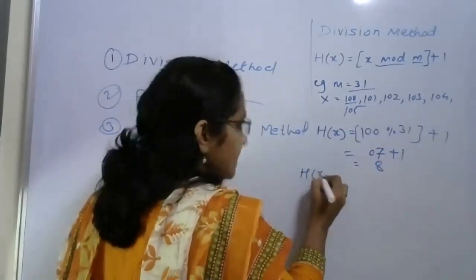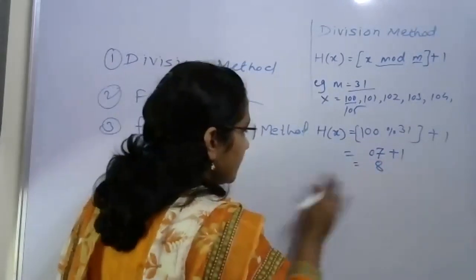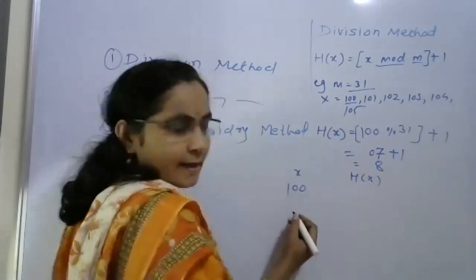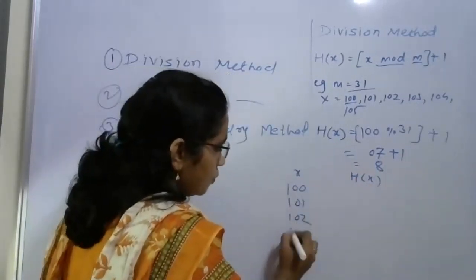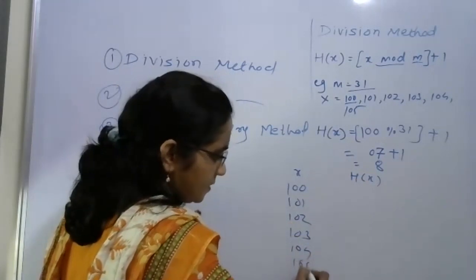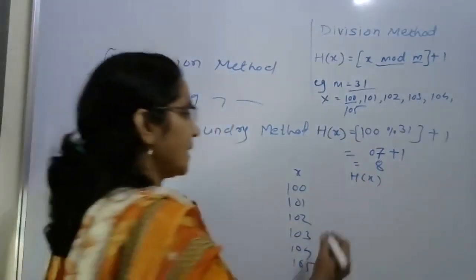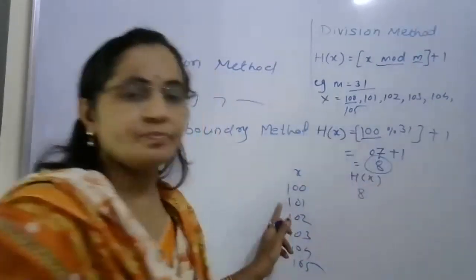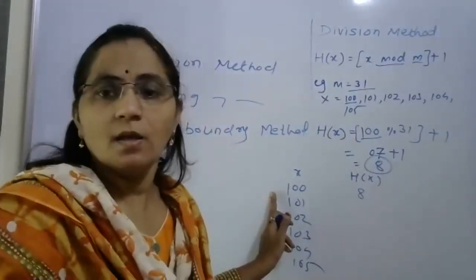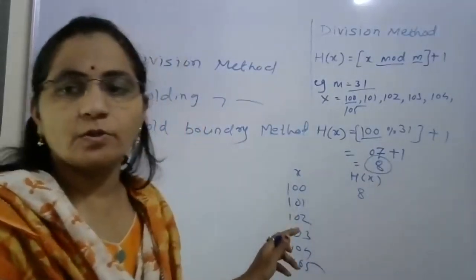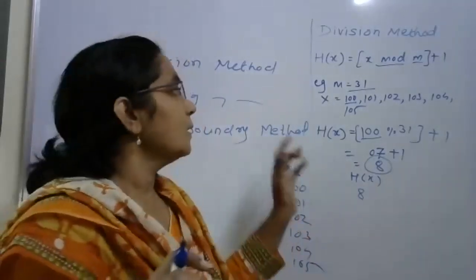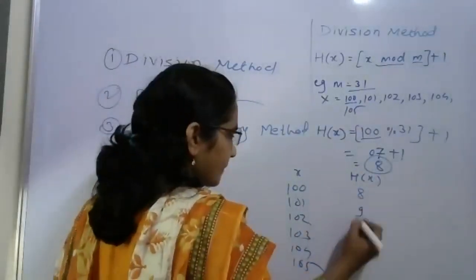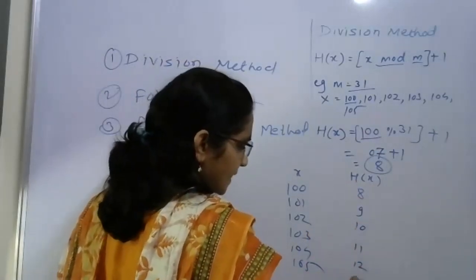So the hash table is h(x). First column is x and the second is h(x). The identifiers 100, 101, 102, 103, 104 and then 105. These are the various identifiers and the calculated address for the first identifier is 8. As all these identifiers are sequential, 101, 102, 103, there is no need to calculate the hash address for each and every identifier. You can directly write down 9, then 10, then 11, then 12, and then 13.